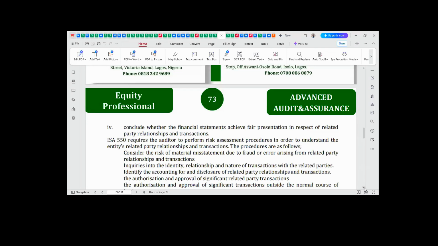Audit procedures for related party transactions. What should the auditor do when he cites a related party transaction? What should he do? I said this and I'm going to say it again. Audit procedure questions in the exam are very, very tricky. And I always say, ensure you know them. Find a way to know them.